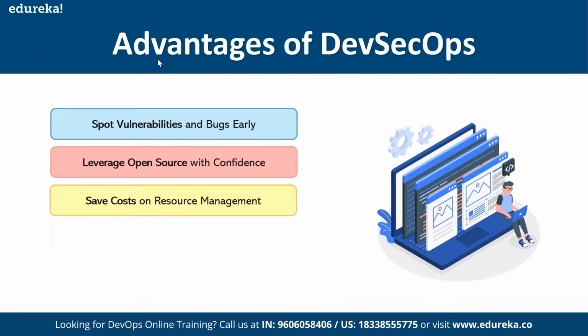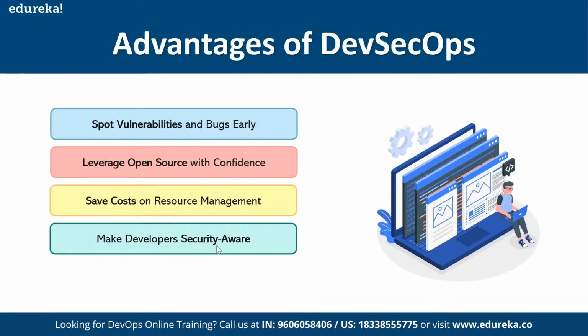Source code is required. Leverage open source with confidence, because if your open source is error free and vulnerability free, then you can leverage it confidently. Save cost on resource management. If you are detecting all your problems at an early stage of the life cycle, you are actually saving a lot of cost. Make developers security aware.